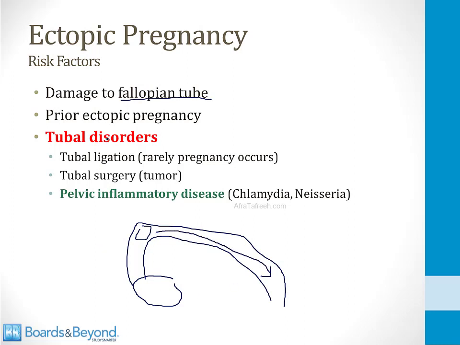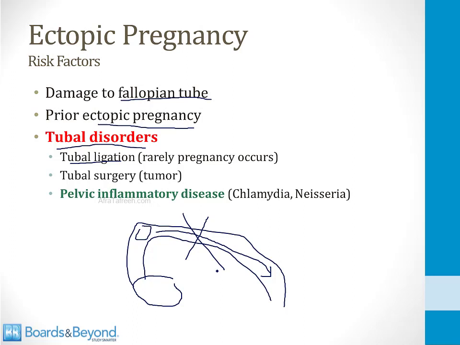So one major risk factor is a prior ectopic pregnancy. Once you've had one, there's damage to the fallopian tube and you're at risk for another. Other risk factors include tubal disorders. So if you've had a tubal ligation, which means that your tubes have been cut, or sometimes is referred to as being tied, so that you won't get pregnant. If you do happen to get pregnant, it will usually be an ectopic pregnancy. So it's rare to have pregnancy after you've had your tubes ligated.